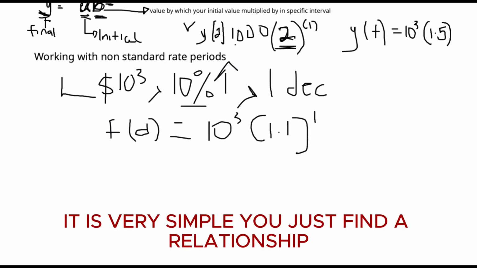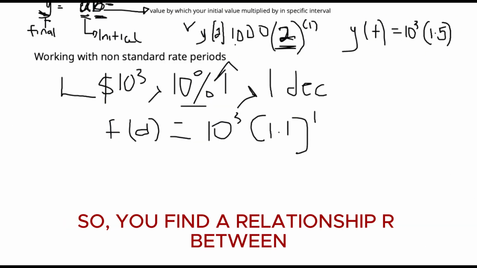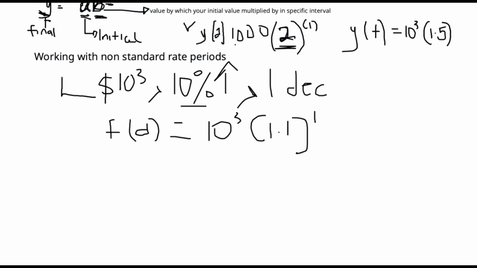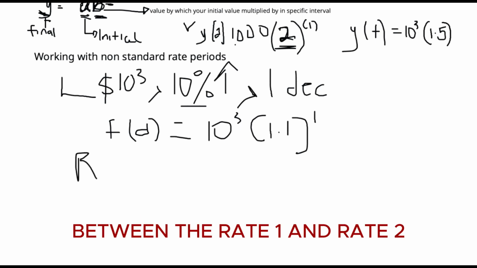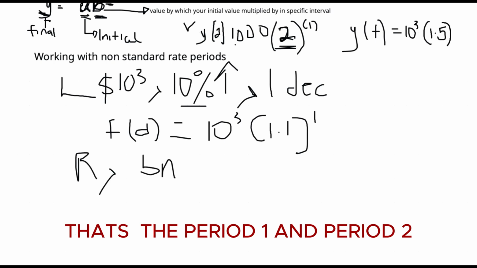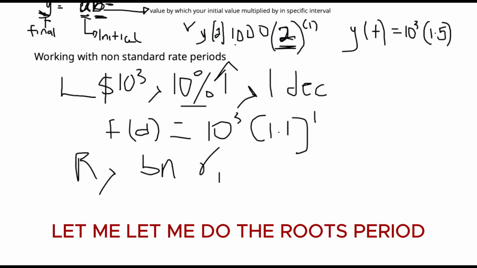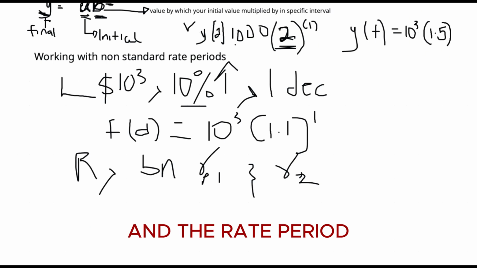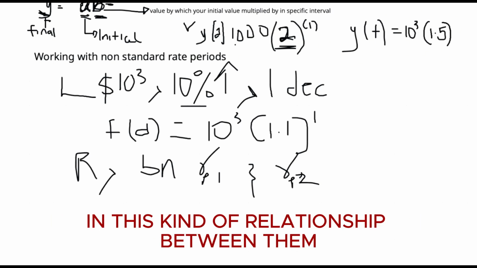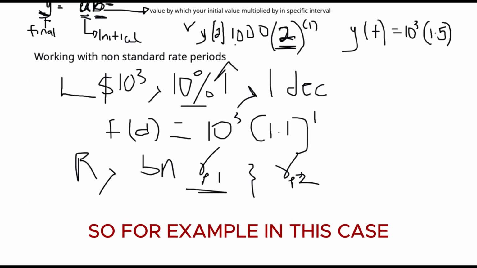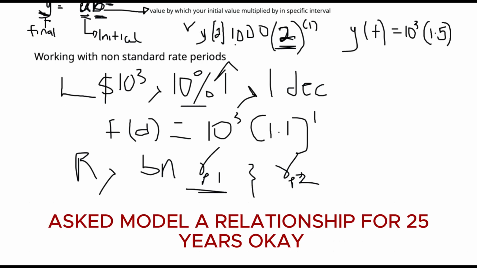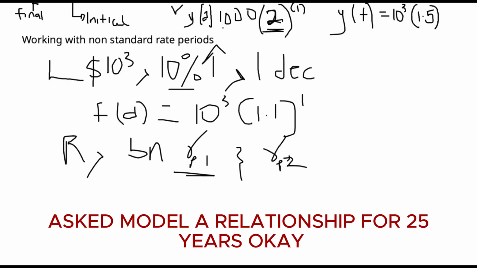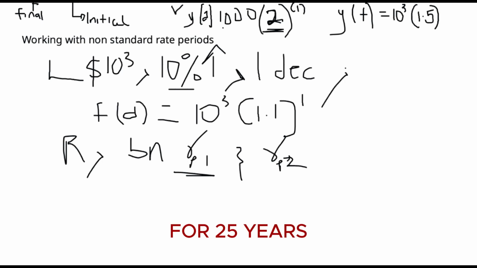You just find a relationship R between rate period 1 and rate period 2. So the rate period given in your question and the rate period in which you are being asked to find it, you just find a relationship between them. So for example, in this case, let's say I'm asked to model a relationship for 25 years. Now that's how you do it.